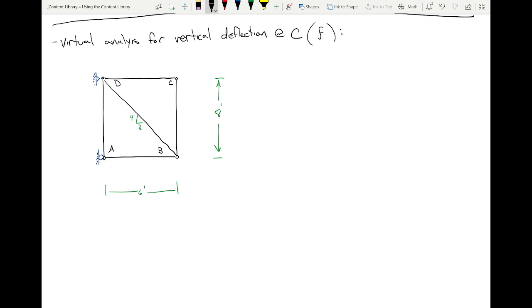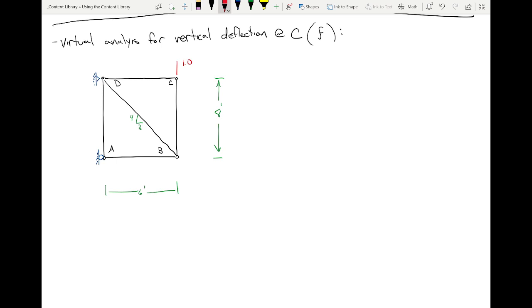So we're going to do a brand new truss analysis. And this time we're going to be looking at the vertical deflection at C. So this is joint C. Okay. I'm going to take joint C and I'm going to apply a vertical load of 1.0. Now the question is, is this a downward load or is it an upward load?